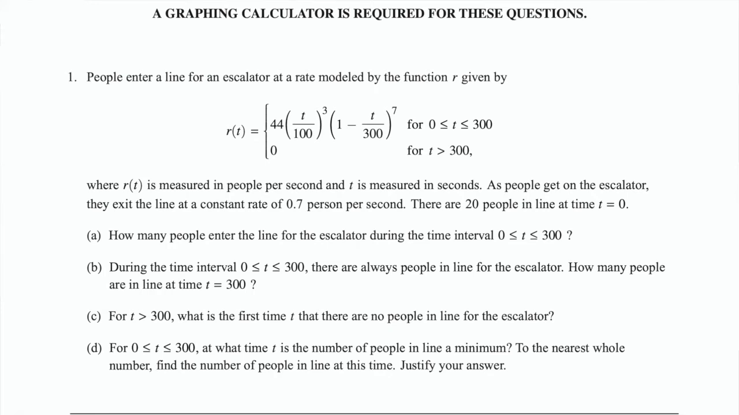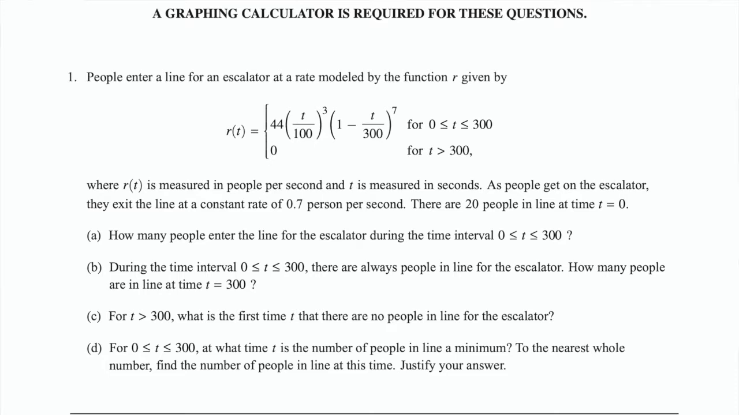People enter a line for an escalator at a rate modeled by the function r given by r of t, where r of t is measured in people per second and t is measured in seconds. As people get on the escalator, they exit the line at a constant rate of 0.7 people per second. There are 20 people in line at time t equals 0.